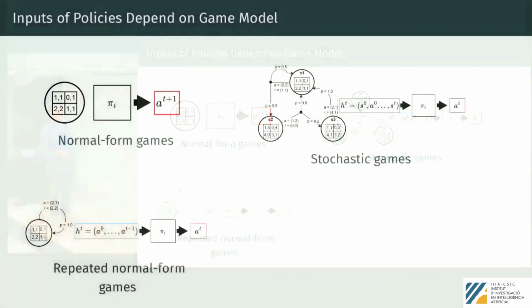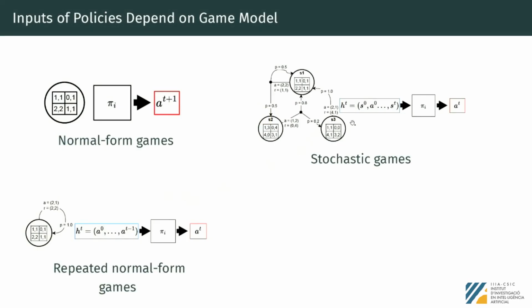In a stochastic game, it gets more complicated. Now the history includes all the past joint actions and all the past states that we experienced, all the way up to the current state at time step t. Again, a policy could be conditioned on all of this, but most commonly the policy would only be conditioned on the current state. So it's a state-based policy, just like in MDPs.